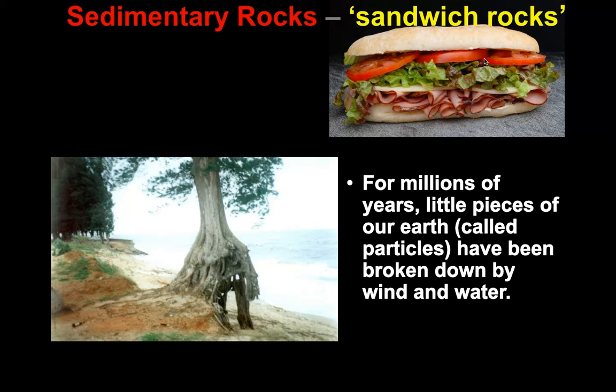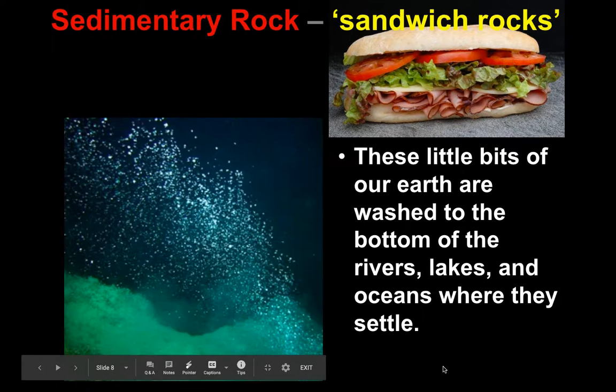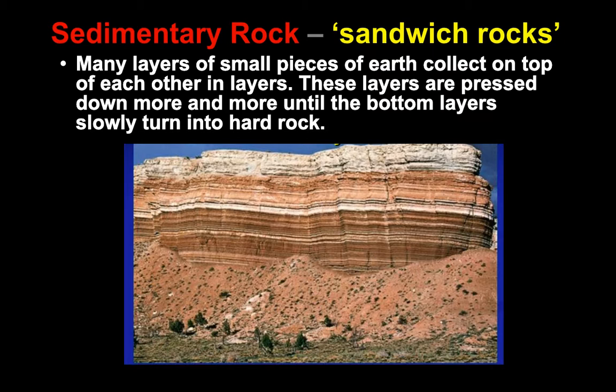Sedimentary rocks are kind of like your sandwich rocks. For millions of years, little pieces of earth called particles have been broken down by wind and water. These little bits of our earth are washed to the bottom of the rivers, lakes, and oceans where they settle. Many layers of small pieces of earth collect on top of each other in layers. These layers are pressed down more and more until the bottom layers slowly turn into hard rock.